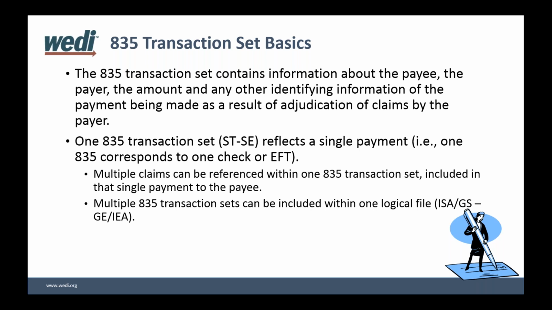Looking at the larger 835, multiple 835 transaction sets can be included within one logical file. A logical file is, as I sometimes refer to it, a physical file. It has an envelope, the ISA, the GS, and then it ends with a GE and IEA. And within that, there can be, I believe, an unlimited number of the ST to SE transaction sets. Next slide, please.